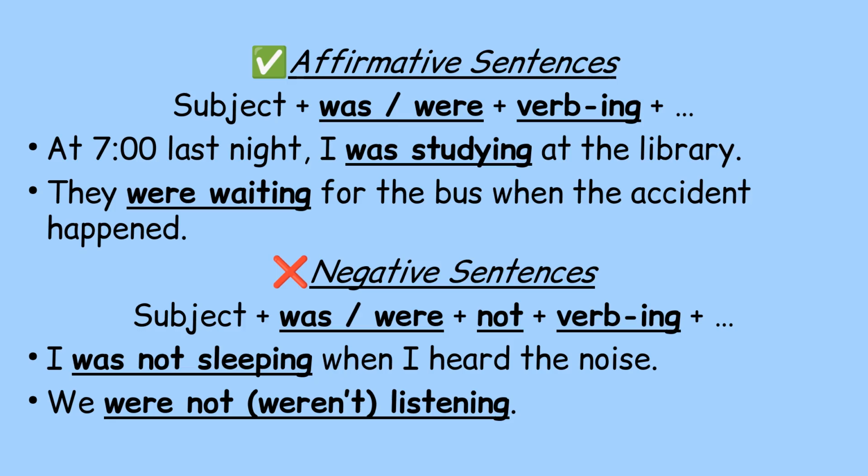A negative sentence consists of the subject, the be verb was or were, the word not, and the action verb plus ing. I was not sleeping when I heard the noise. We were not or weren't listening.